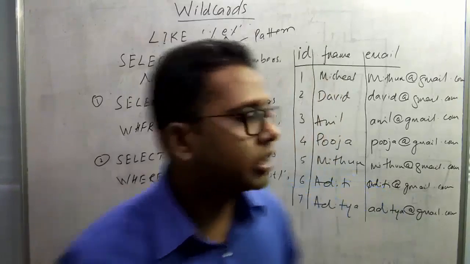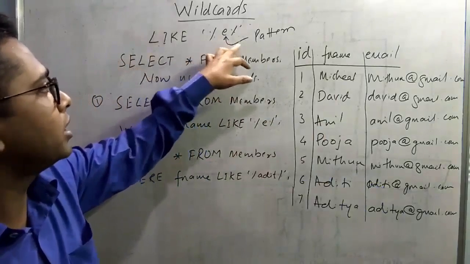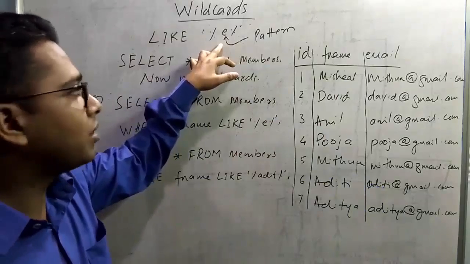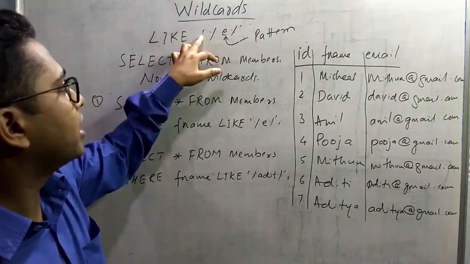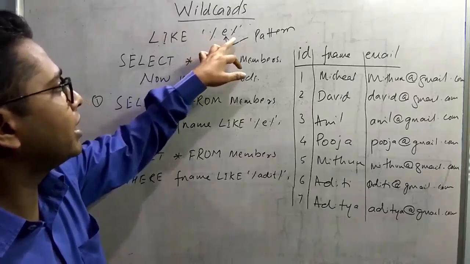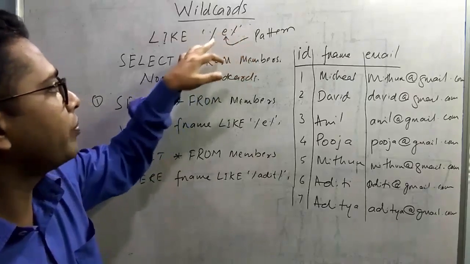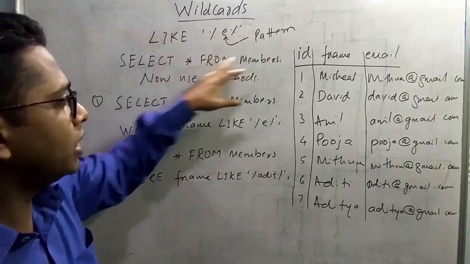Okay, so here you can see I have written like this. This is what I was talking about. This is the pattern. So you have to provide the pattern inside single quote, and then you have to write a percentage symbol and then the pattern and then again percentage symbol, and then you need to close the single quote.